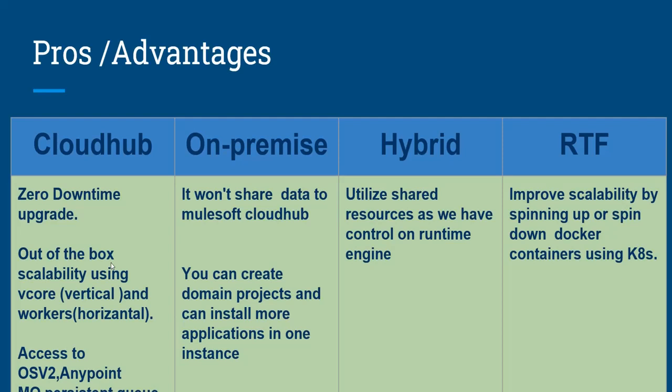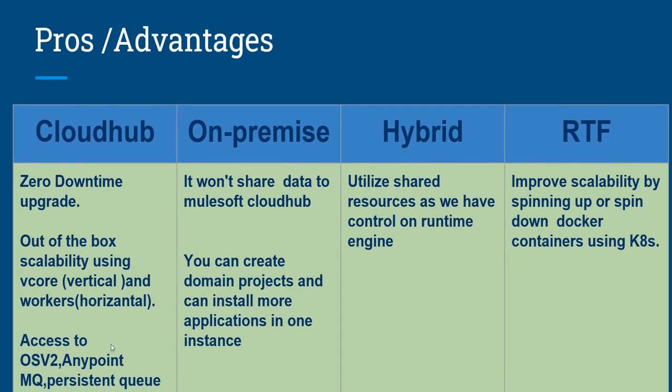That's it. You don't need to configure anything on your own. So that is very easy in the CloudHub model. And you have complete access to Object Store version 2, and these are all the new main features: Object Store version 2, Anypoint MQ, persistent queues. You will have access to all these things in the CloudHub model.